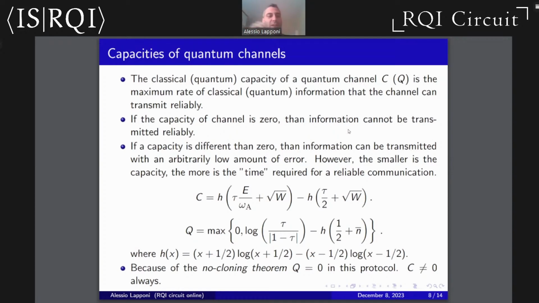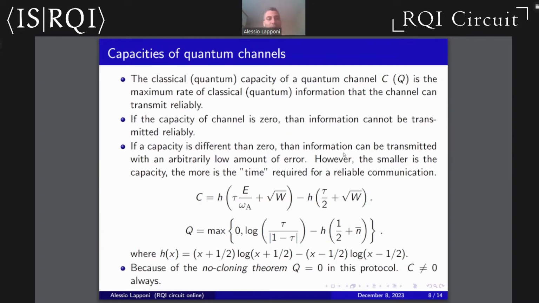However, how would we differentiate a low capacity from a great capacity? Well, if a channel has a low capacity, then it requires more time to transmit reliable communication. I say time because by time I intend the number of times in which we have to use the channel to transmit the signal reliably. So obviously it's always better to have a high capacity in order to have a faster communication.